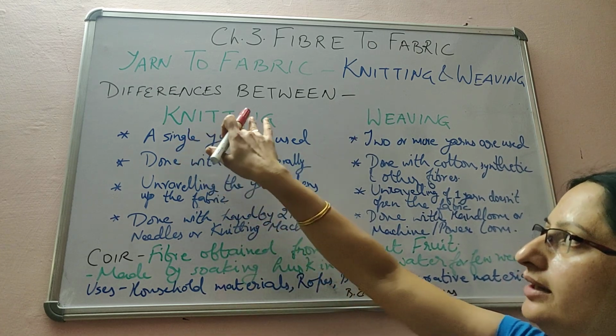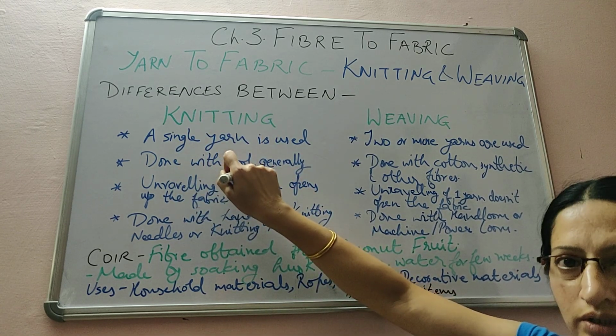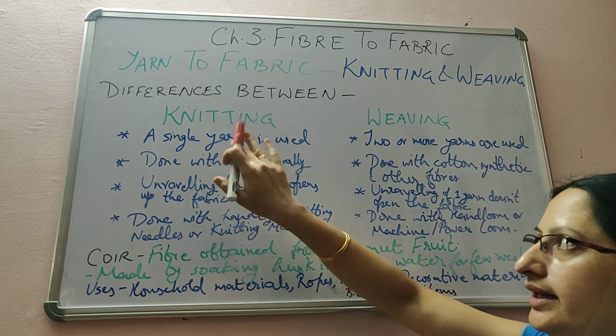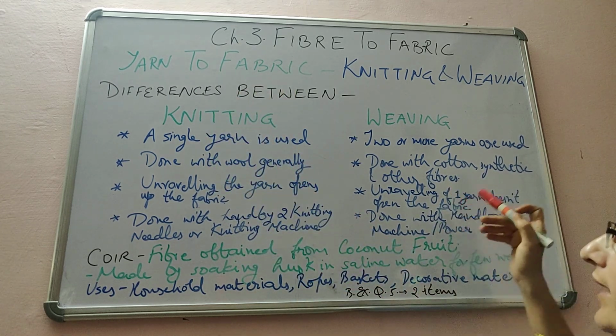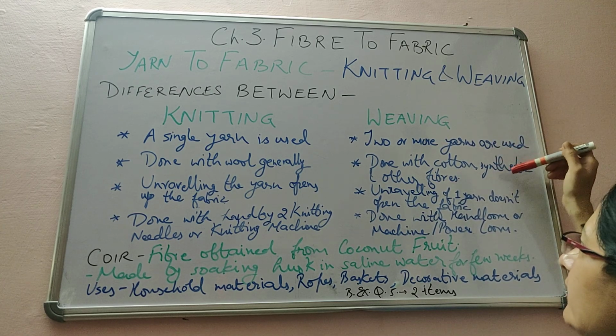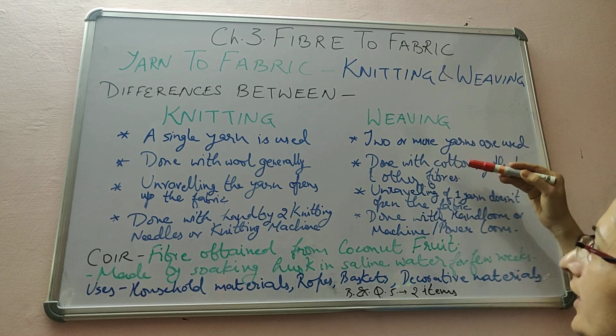So you should know that knitting is generally done with wool. Wool fiber is used, there we have to do knitting. While when we use other fibers like cotton, synthetic fibers, there we do weaving.